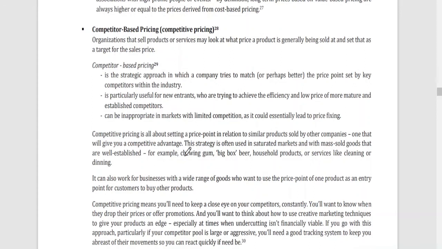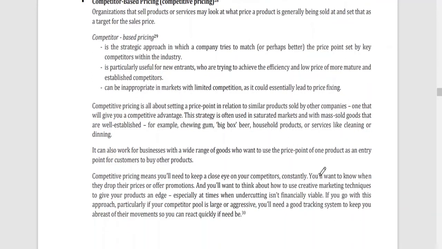Competitive pricing is all about setting a price point in relation to similar products sold by other companies, the one that will give you a competitive advantage. This is often used in saturated markets with mass sold goods that are well established, like for example, chewing gum, big box beer, household products, or services like cleaning or dining.